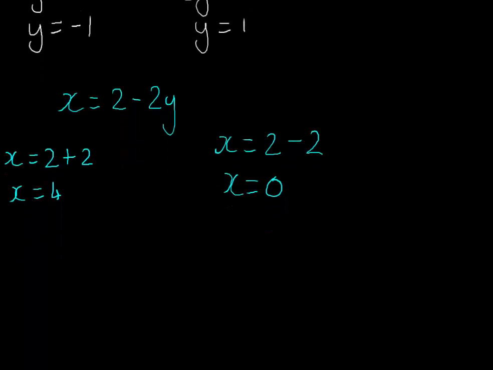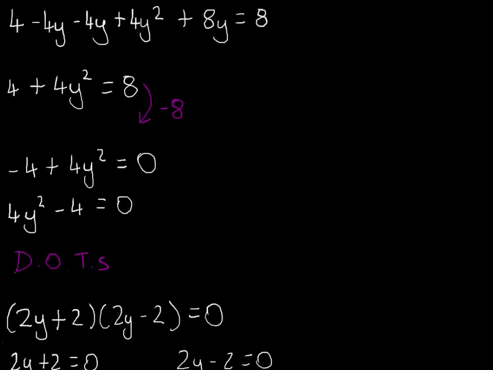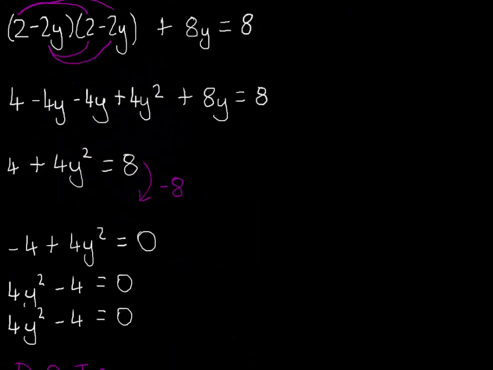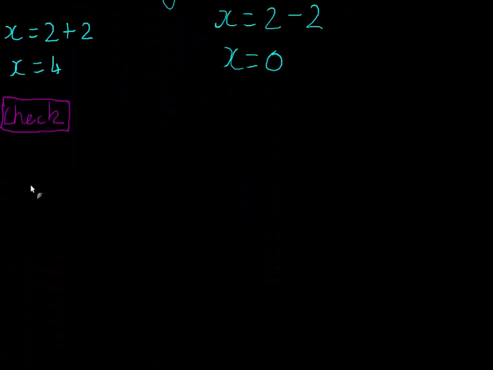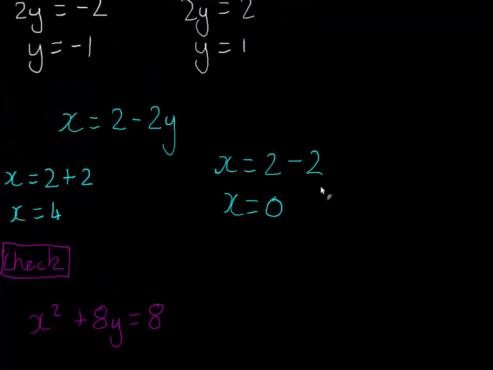Always a good idea, every time I would do this, is just to check, have I actually done that correctly? So if we do our check, we're going to use the other equation to help us. The other equation was x squared plus 8y equals 8. So we should work for both solutions here. x is 4 and y is minus 1.